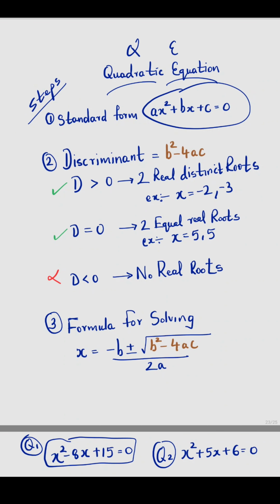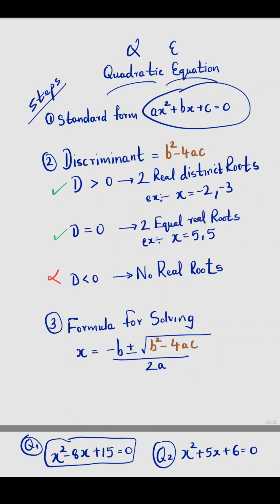Now step 2, discriminant. It is simply b square minus 4ac. So after finding a, b and c, we find b square minus 4ac. If it is a positive value, if discriminant is greater than 0, we can proceed to the third step. Again, if discriminant is 0, we can proceed to the third step and find both the values of x. We always have two values because it's QE. QE means x raised to 2. That's why we have two values for x.